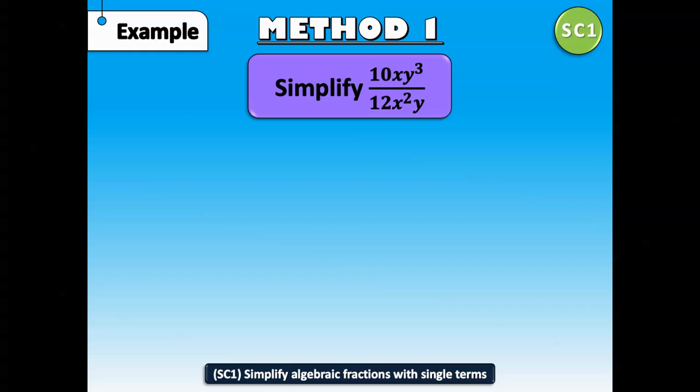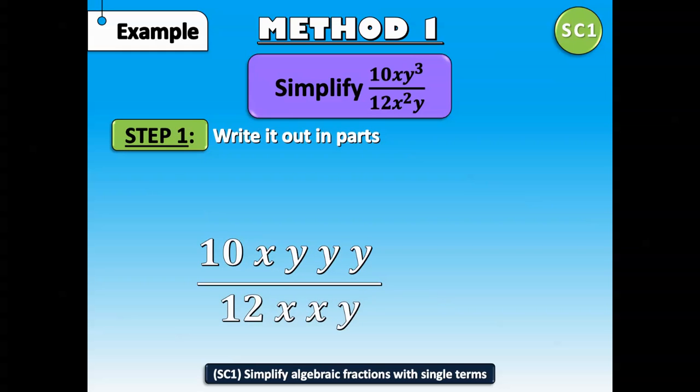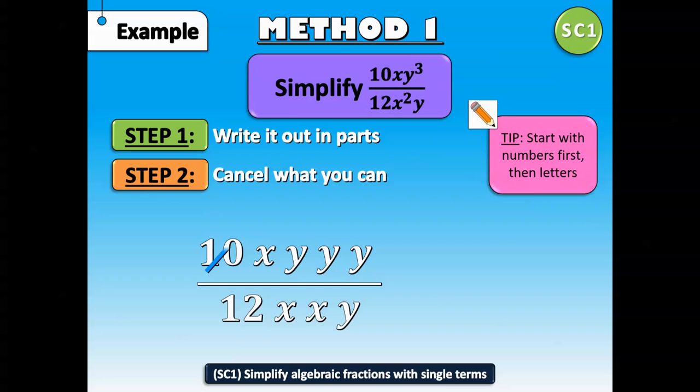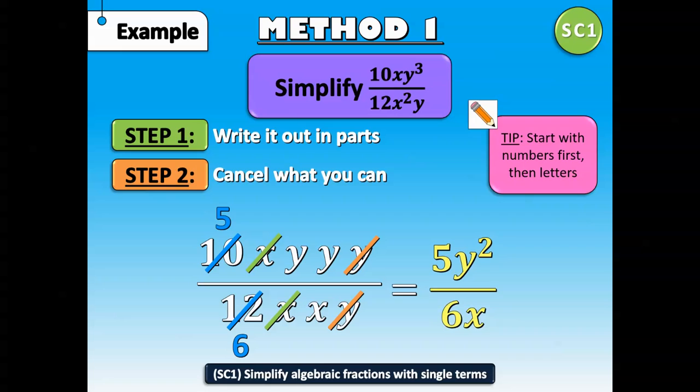Here's another example. This time we want to simplify 10xy cubed over 12x squared y. So we write it out in parts. Then we cancel out what we can. So 10 and 12, we can divide both numbers by 2. Then we can cancel out a pair of x's. And we can cancel out a pair of y's. So we're left with 5y squared on top and 6x underneath.